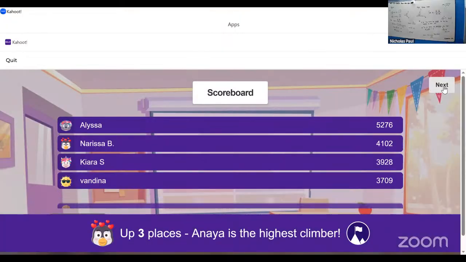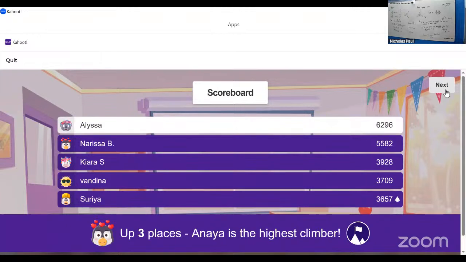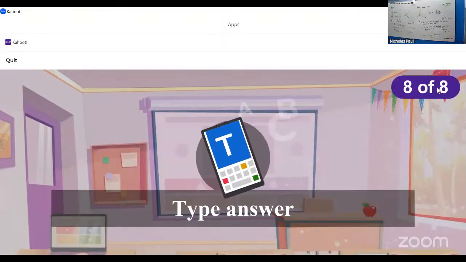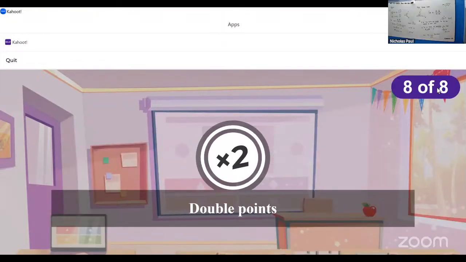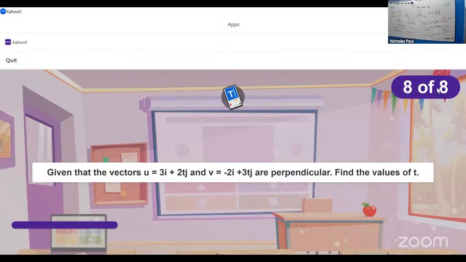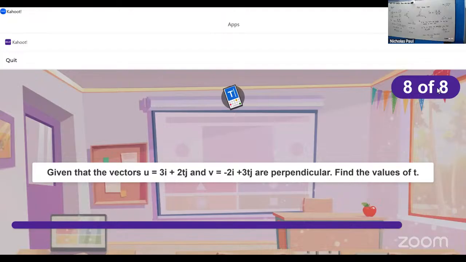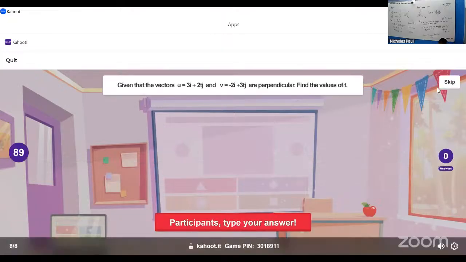Let's see what happened here. Alyssa has it here. They're fighting for second. Oh no, you were so close, man. So they're fighting for third. Last one. Type your answer. I like this. This is my favorite here. Same kind of thing. Right? Sit down and work it out. You have a whole minute and a half.